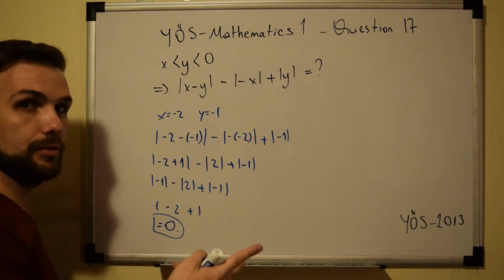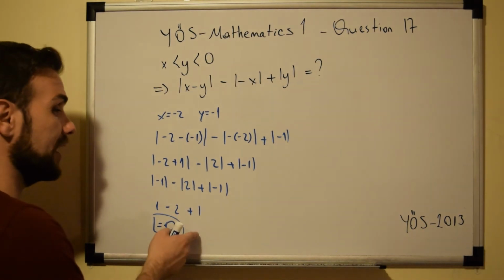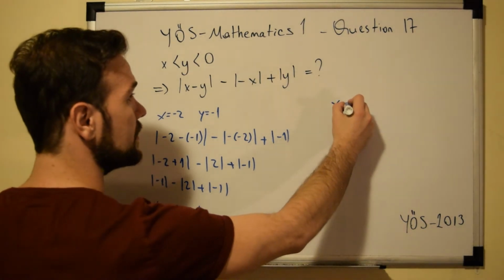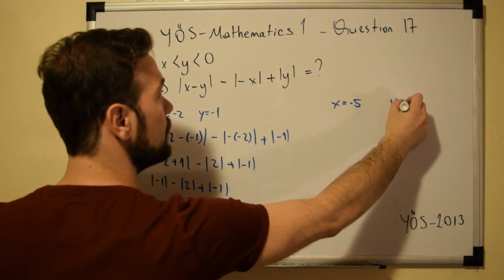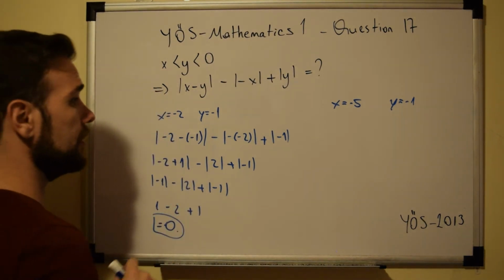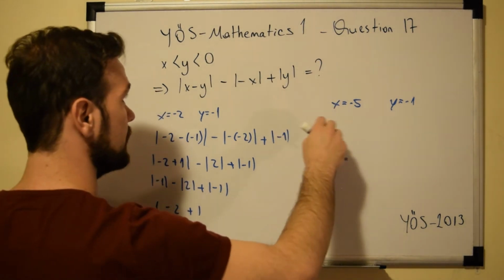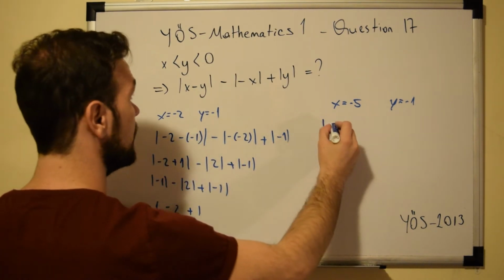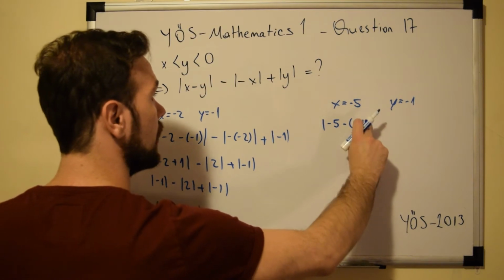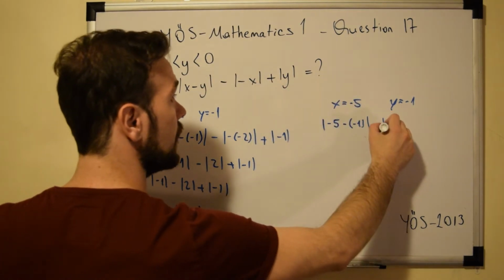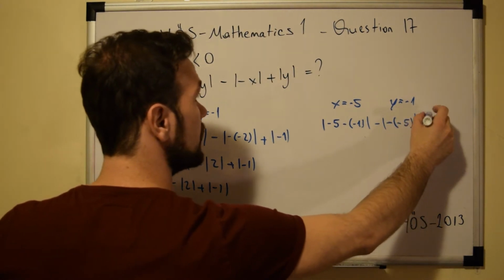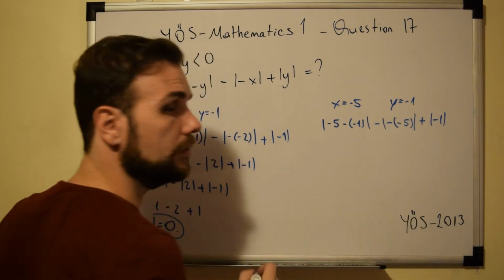Now let's take the other example, so we understand that this result is correct. So I'm going to give x minus 5 and y minus 1. So still I'm respecting the condition given by the question. So I'm going to replace now x and y for their respective values. So I'm going to have minus 5 minus 1, minus minus 5, plus the absolute value of minus 1.